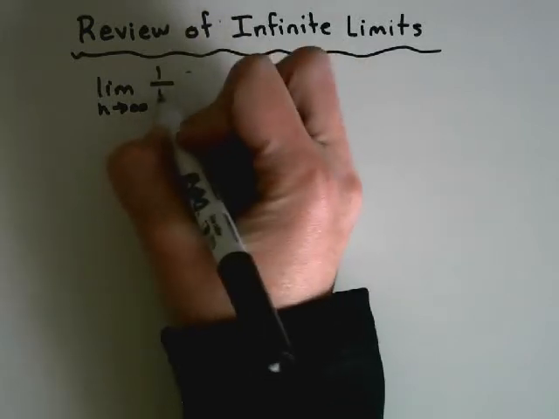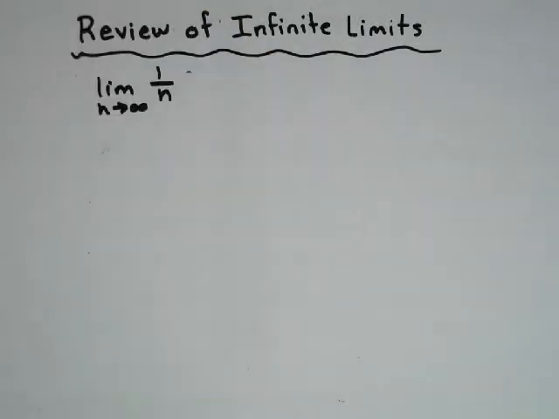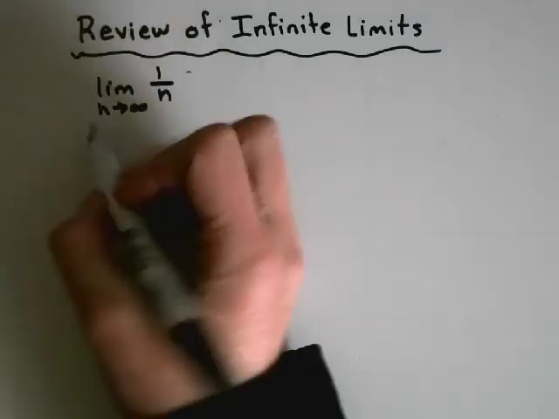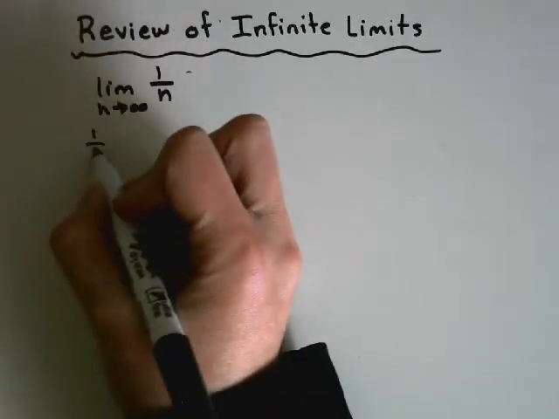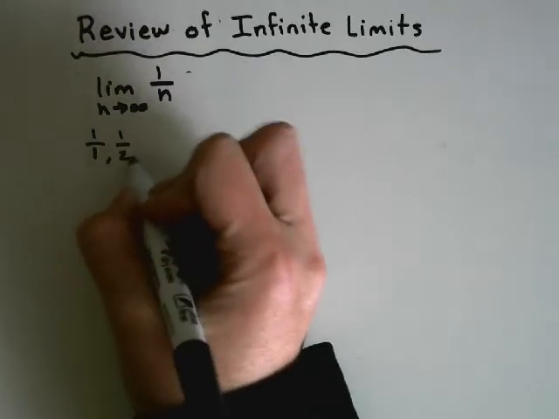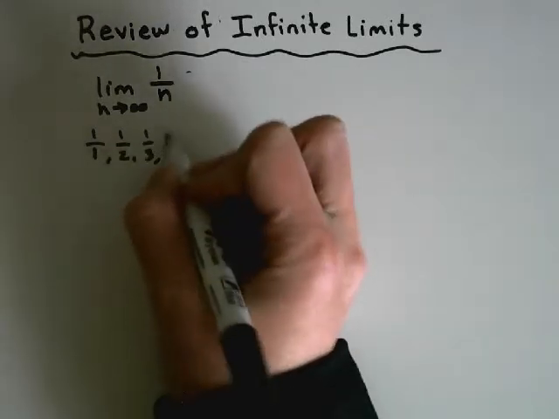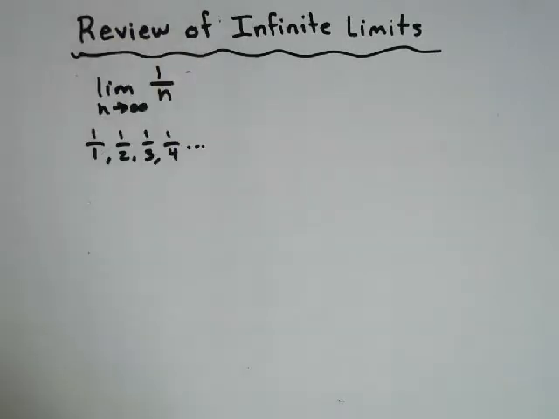So first thing we're going to do, let's consider the limit as n goes to infinity of something pretty simple, just 1 over n. If we were to generate some terms, this would be 1 over 1, 1 over 2, 1 over 3, 1 over 4, and so on.